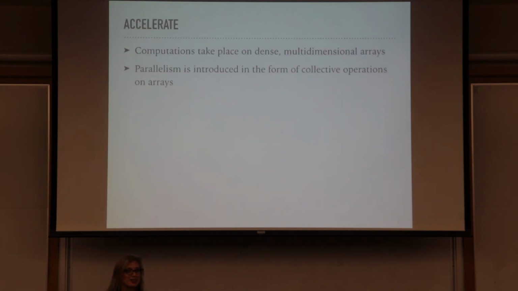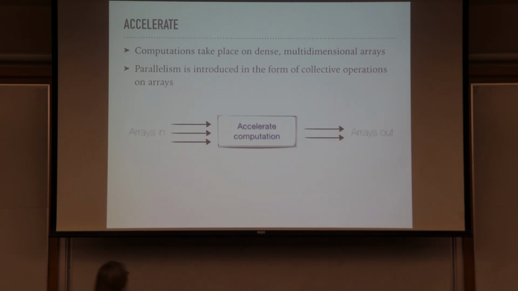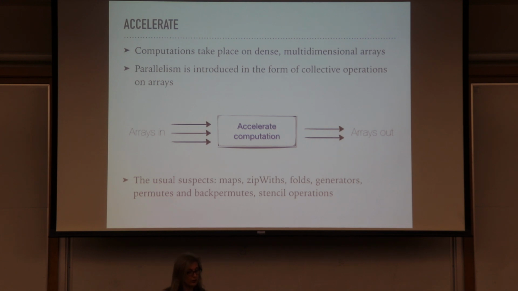So let's finally have a look at Accelerate. Parallelism is introduced in the form of collective operations on arrays, and there's really nothing spectacular. It's the usual functions. So I get arrays in, accelerate computation, and arrays out. So we have maps, zipWith, folds, generators, lots of different permute operations, and stencil operations.